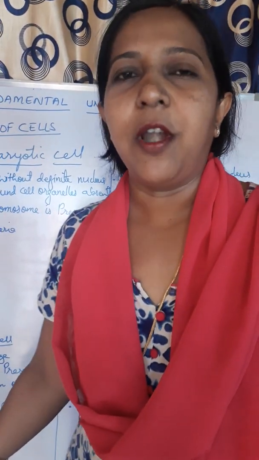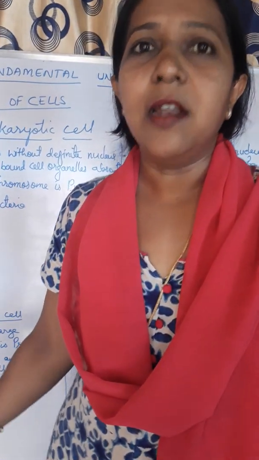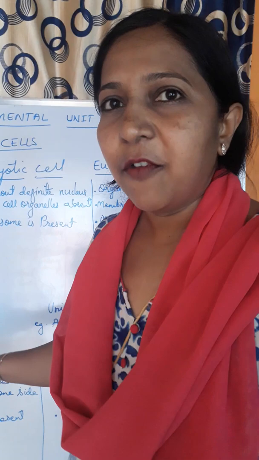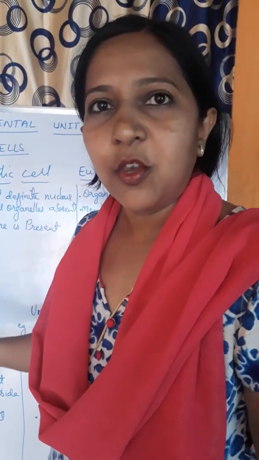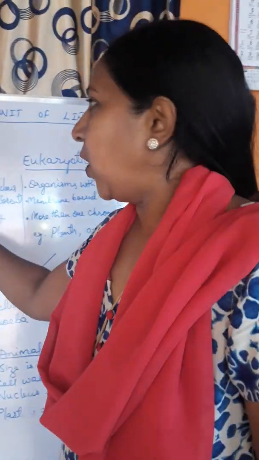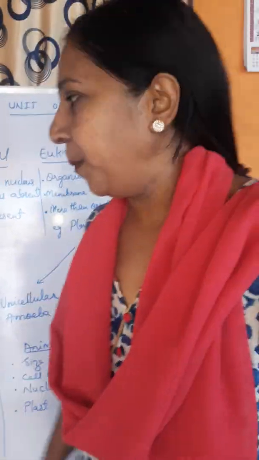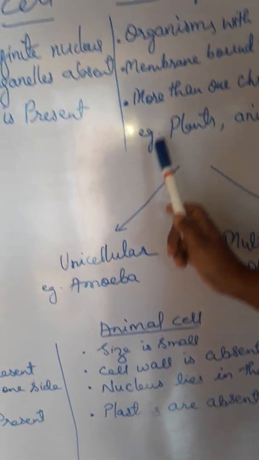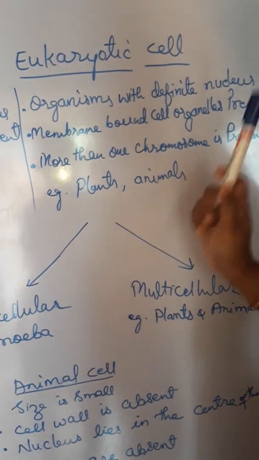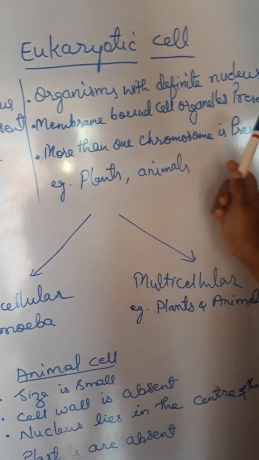So now you know what types of cells there are: two different types, that is prokaryotic cell and eukaryotic cell. And you have also studied the difference between prokaryotic and eukaryotic. For 3 marks, if they ask you the difference between prokaryotic and eukaryotic cell, you have to write 3 points with an example also. Now let us see the eukaryotic cell. Example of eukaryotic cell is all higher plants and animals. They are eukaryotic cells.